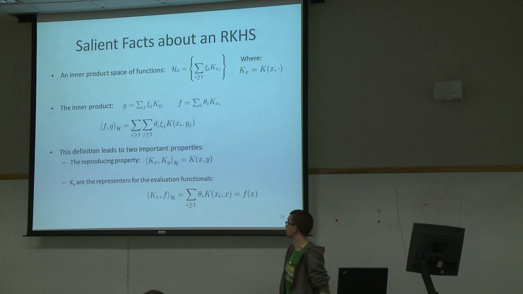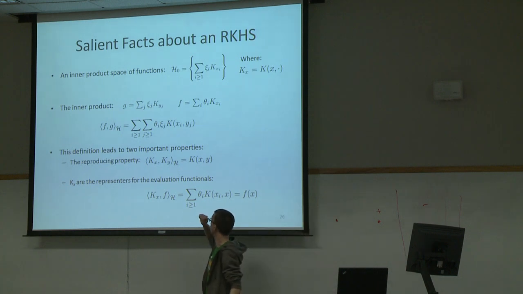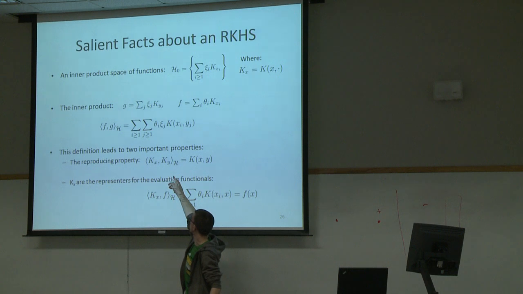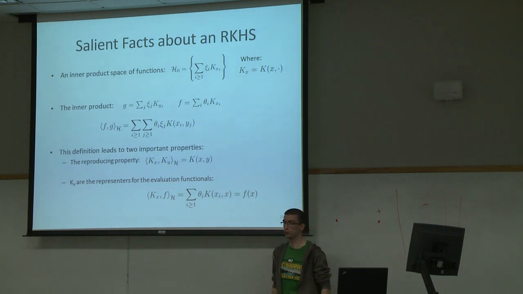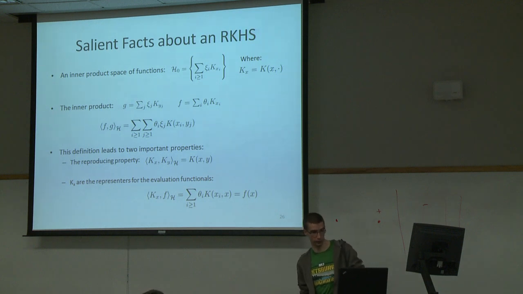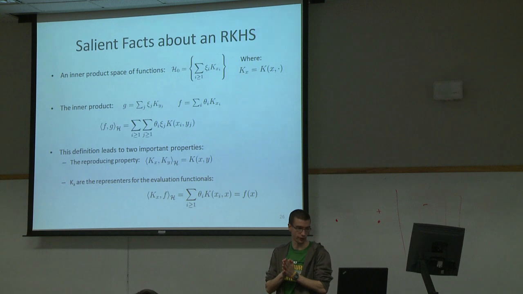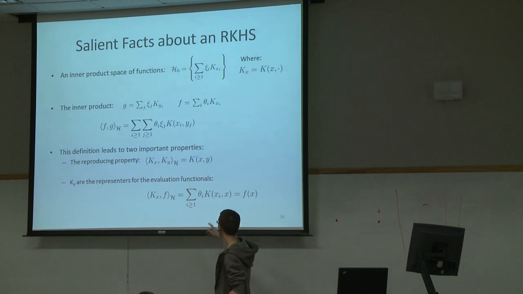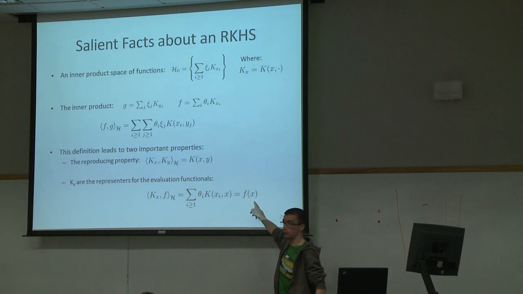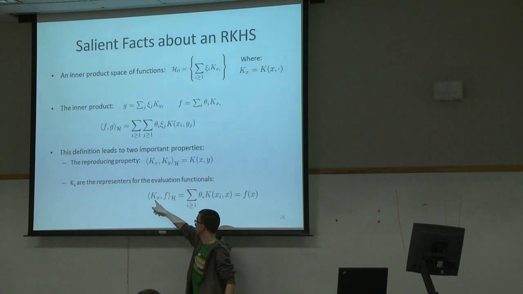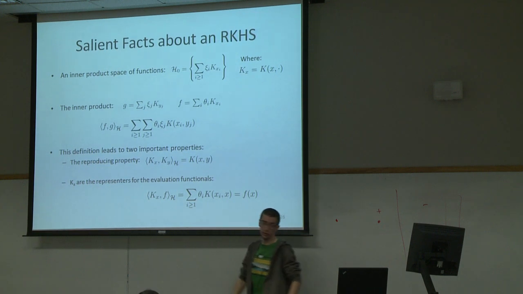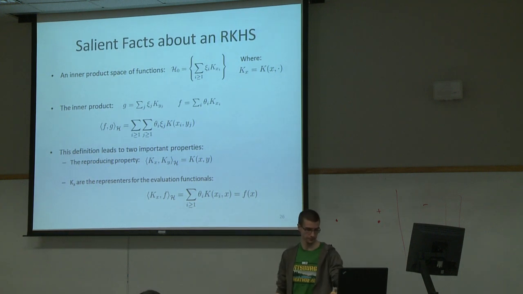First one is the reproducing property, which tells you that if you take the inner product between two of these functions, kx, like I've given above, the result is just the kernel evaluated at those two points. The second property, which is extremely important, is that the kx are just the representatives for the evaluation function. What this means is, if you want to evaluate a function f at some point, that's the same as taking the inner product of that function with kx in the RKHS.